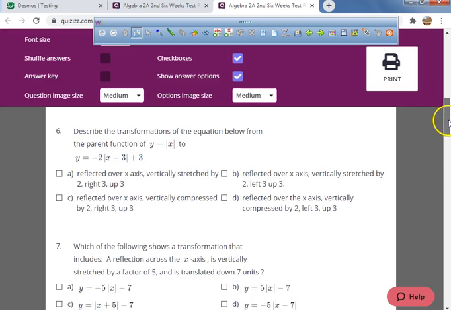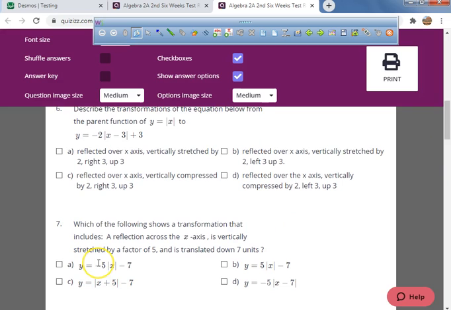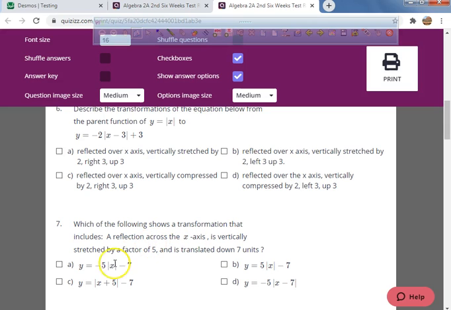All right, moving down. All right, here we go, guys. Do not write this one in your journal. We're just going to solve it right now. All right? It says a reflection across the x-axis. So what do we have to have in front? We got to have a negative. So which ones only have negatives? A and D, okay? It says it's vertically stretched by a factor of 5. So both of those are stretched by a factor of 5. But then it says translated what? Down. This is translated to the right. This is translated down. That's why the answer is A.